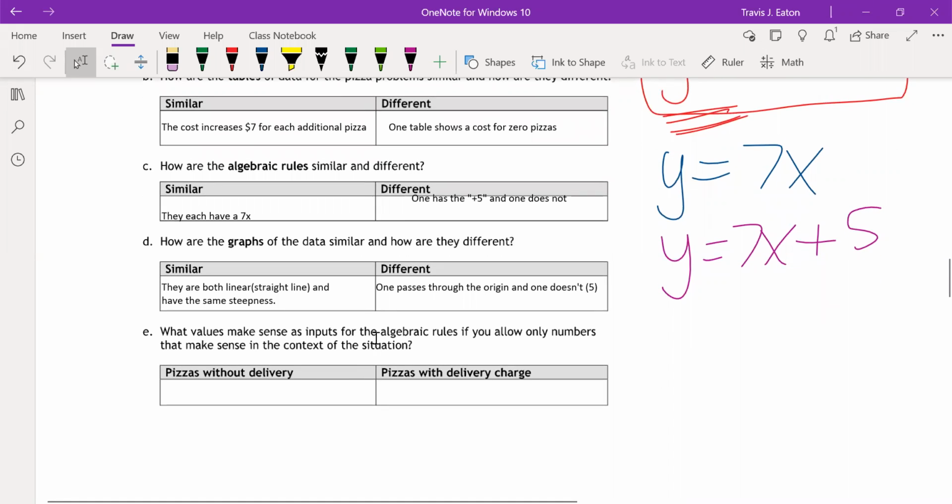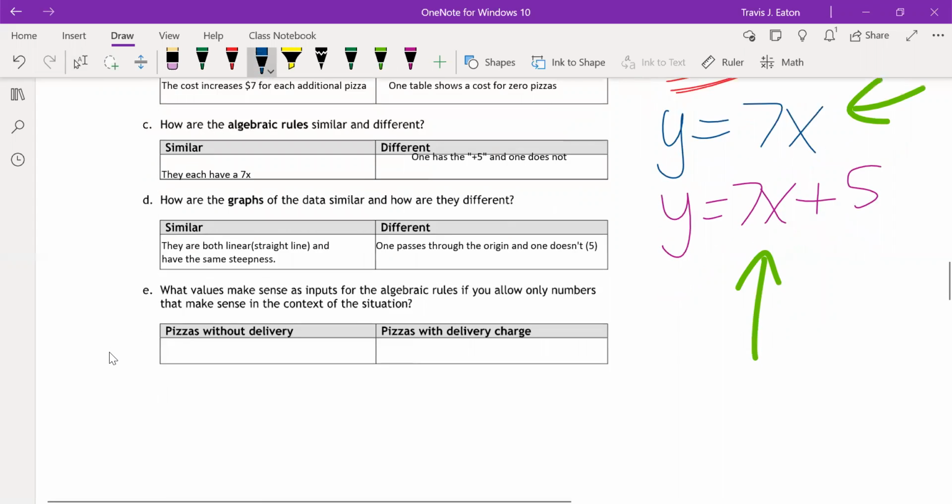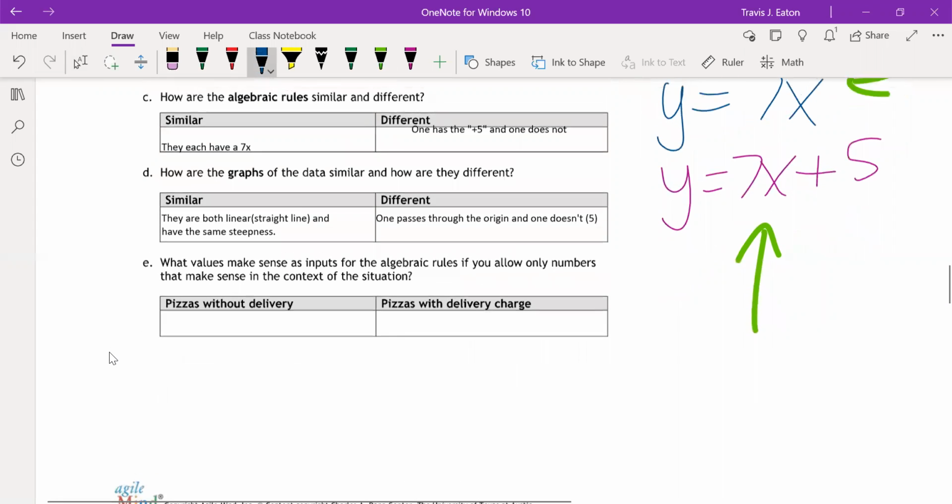What values make sense as inputs for the algebraic rules? So if we're looking at the algebraic rules for these two equations, this one and this one, what values for x would make sense? Would any negative numbers make sense? Can you order a negative number of pizzas? I don't think you can order a negative number of pizzas. So nothing in the negative.